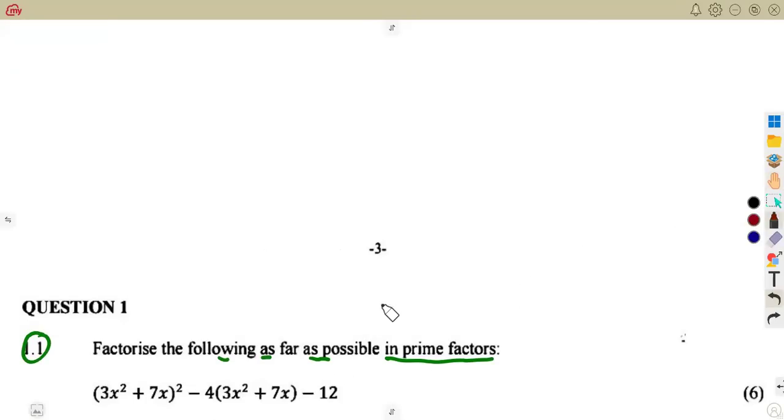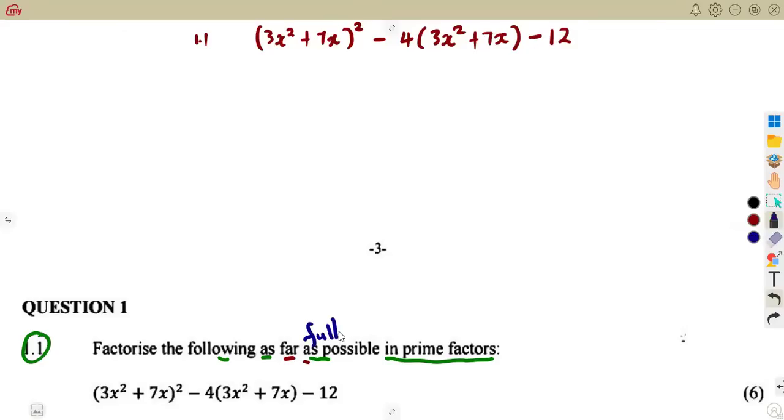So this one, it is just a disguised quadratic expression. It is a quadratic expression, but they are disguising it. How are they disguising this, guys? All right, let's see. This is (3x squared plus 7x) to the exponent of 2, minus 4 into (3x squared plus 7x) again, minus 12. This is what we have. And the question is, you're supposed to factorize as far as possible, meaning to say factorize fully, factorize completely. That is why you see I've got 6 marks there. You're wondering, 6 marks for this?